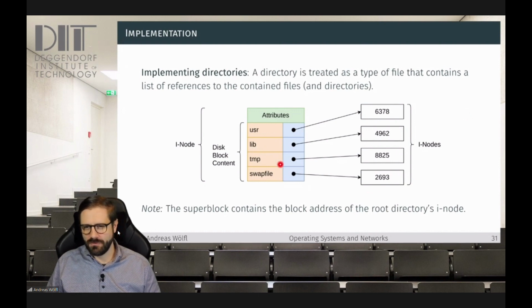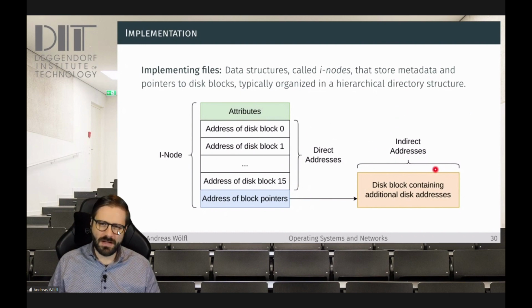And the same for files. So if you want to have the content of the swap file, you take a look at inode 2693, and there you find the disk block addresses of the respective files. So for implementing files and directories, we use inodes, and this is quite simple. It contains the attributes. In the case of files, it contains the block addresses of the content of the file.